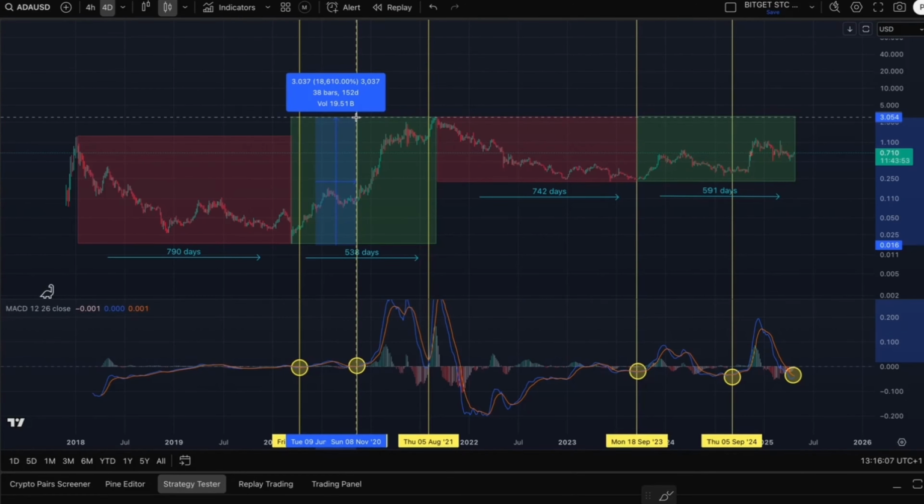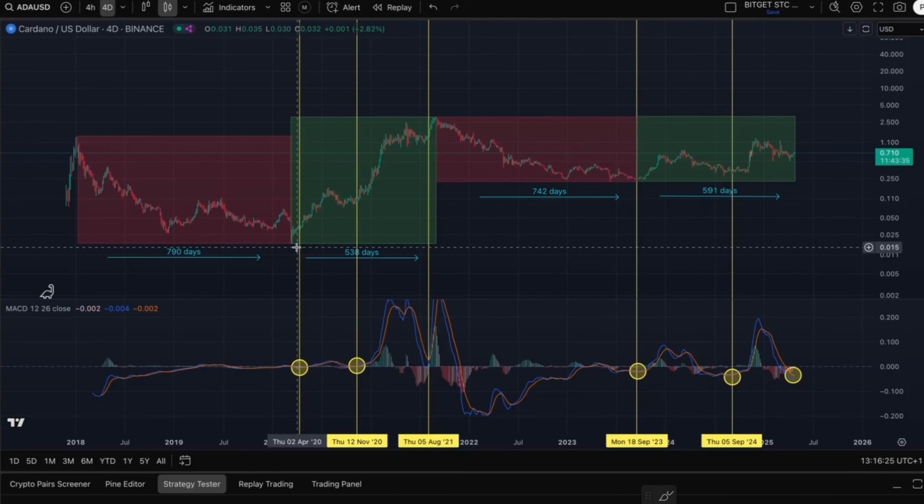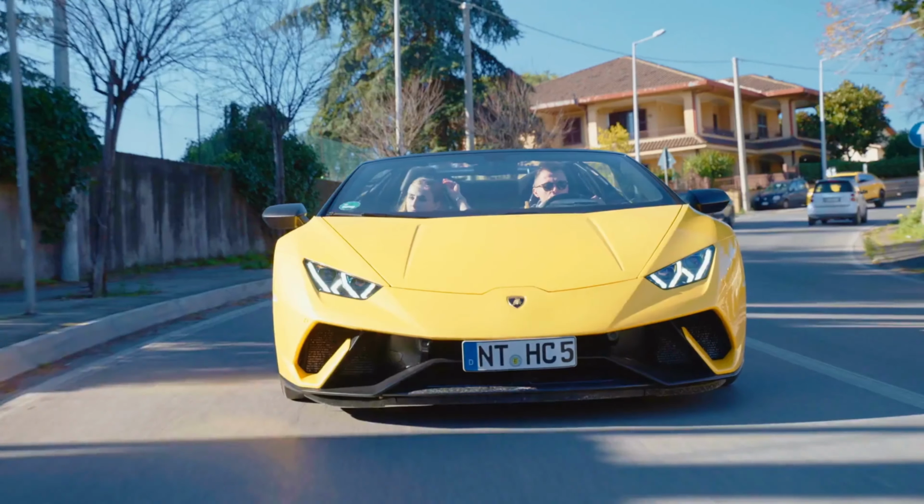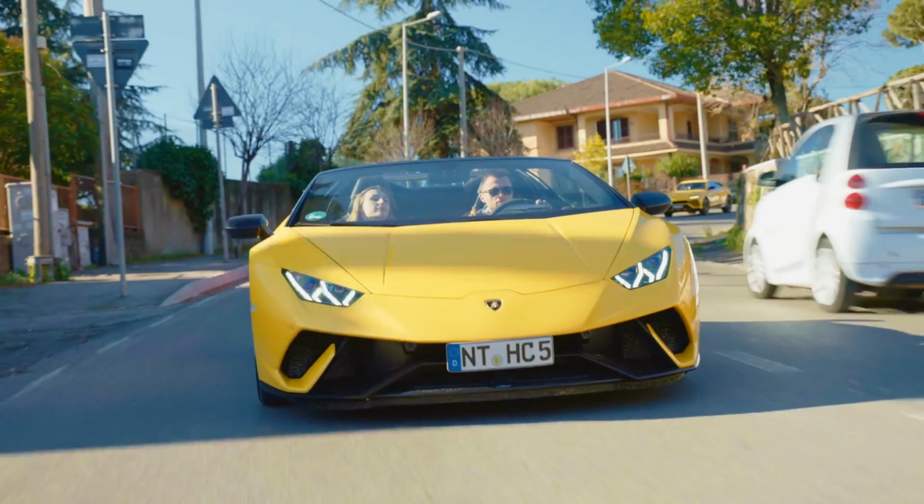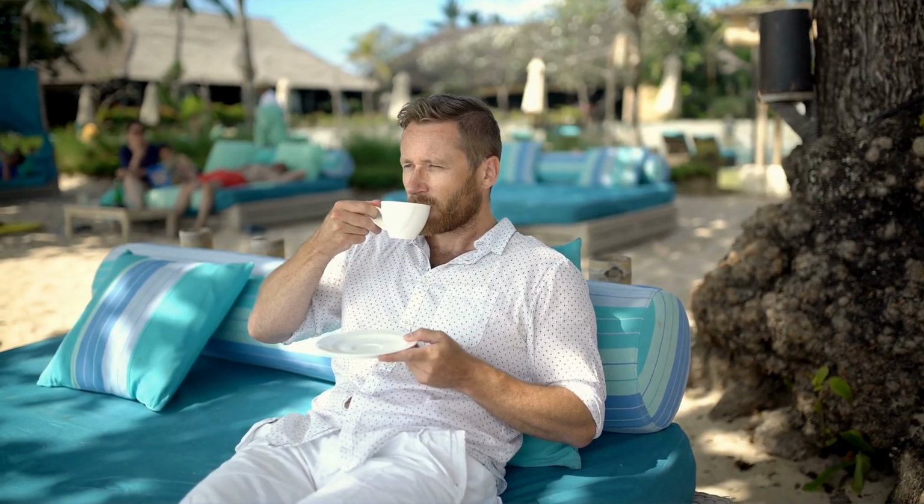And that was when ADA was in a significant uptrend and experienced its bull market rallying quite significantly, exactly 18,000%, 18.6K. So if you would have invested $1,000 back when ADA was 0.02, you do the math, you would probably be driving Lamborghinis right now, maybe sipping bloody mojitos on the Caribbean islands.